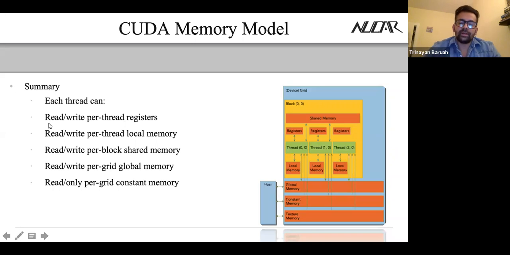So just to summarize the memory model, each thread can read and write on the per thread registers. It can read and write to per thread local memory, like we saw. It can read and write to per block shared memory, and then it can read and write for the entire grid to global memory, right? So any variable that is declared as part of global memory can be read and written to, but only in the case of constant memory, the threads can only read, they cannot write.